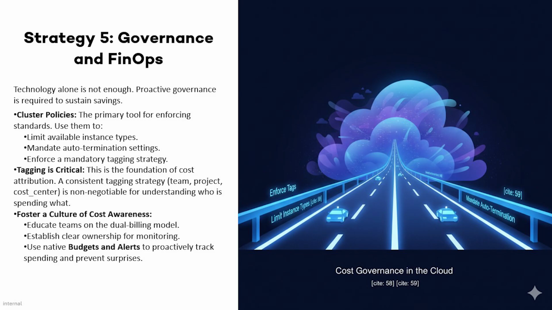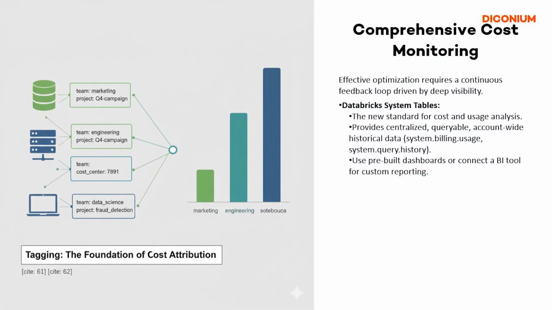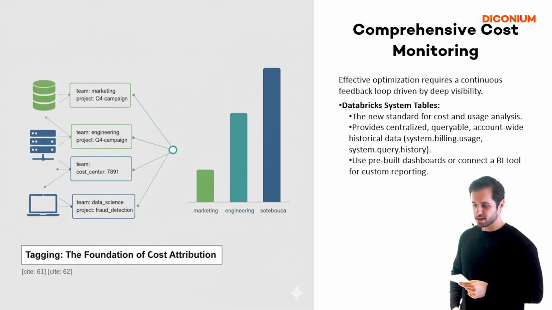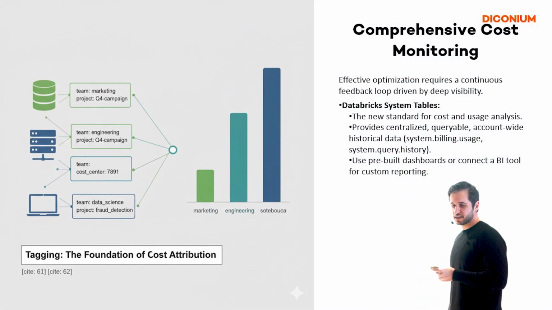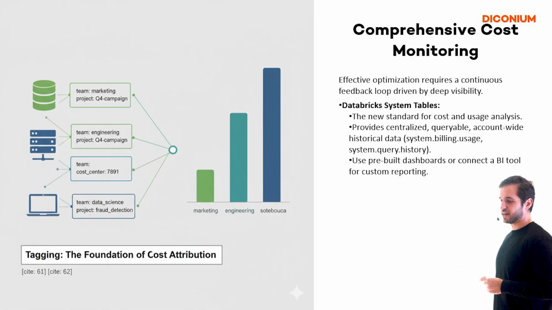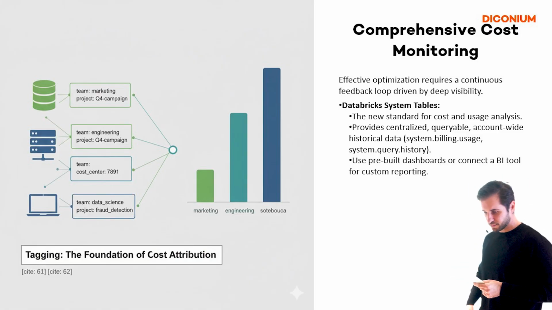However, technology is not enough. You need good rules to keep costs down: policies, tagging, monitoring. Use cluster policies to stop people picking huge clusters and force auto-shutdown settings. Tagging: you must tag resources. If you don't tag, you can't see where the money is being spent. Monitoring: use system tables, especially system billing usage, to see exactly what's happening in the account.